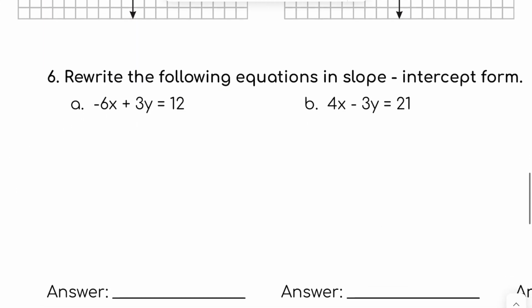Okay, rewrite these in slope-intercept form, y equals mx plus b form. And I think I'm going to pause there and then pick this up again at lunchtime.